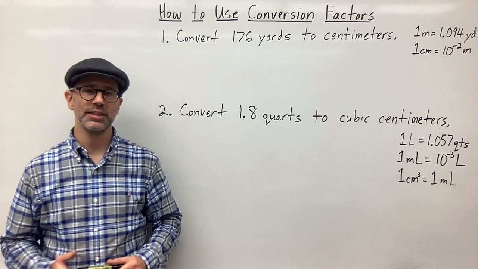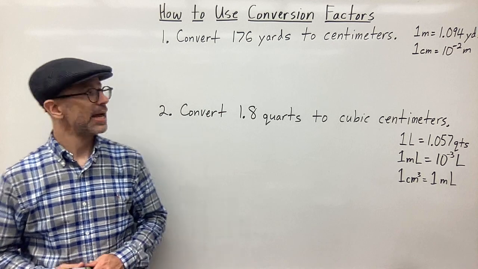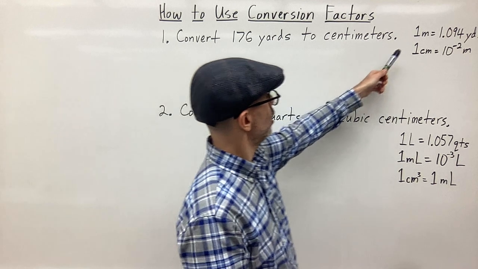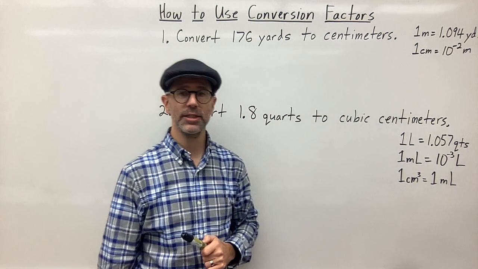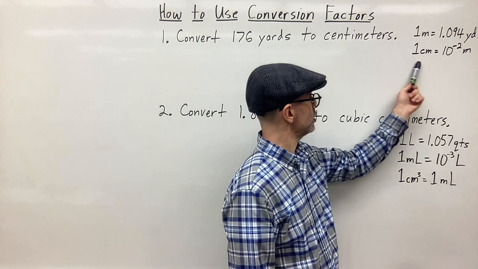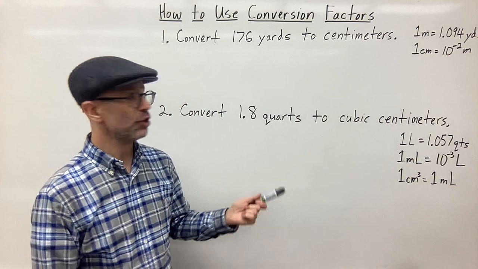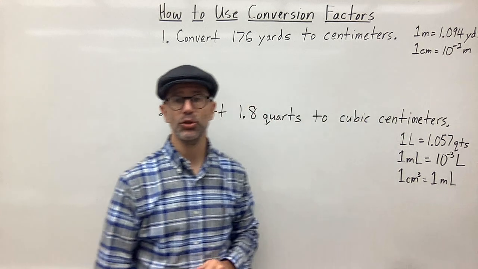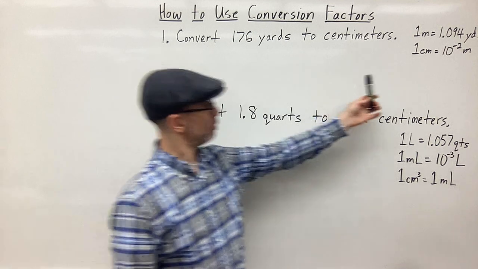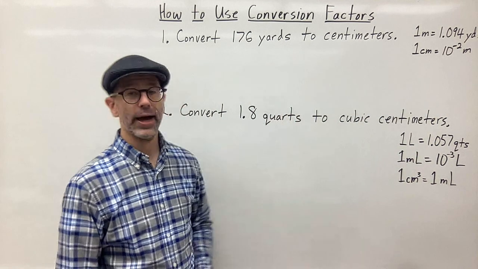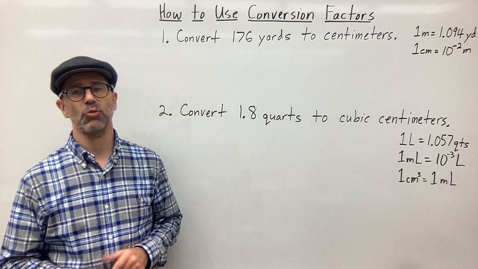My first problem is I'm asked to convert 176 yards into centimeters. And so I'm given here the equality: 1 meter is equal to 1.094 yards, and 1 centimeter is equal to 1/100th of a meter. You could use 1 meter is equal to 100 centimeters. That's the same thing. I just prefer this one. So we're going to go ahead and go with that one. You've got to use whatever you're given, and this is what we're given.